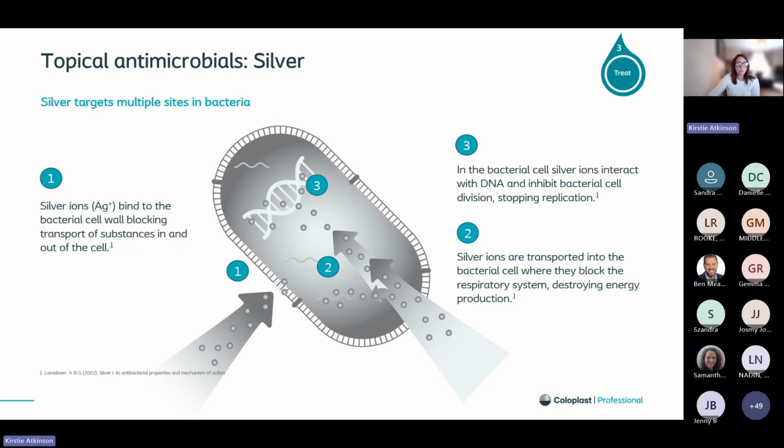It has multiple ways in which it kills bacteria. So it can bind to the bacterial cell wall, blocking the transport of substances in and out of the cell. So blocking its trade routes, basically. It also can block the respiratory system and destroy its energy production. So basically stopping it from breathing. And then it can also affect its DNA to stop it replicating. So there's many ways in which it can stop bacteria from reforming.